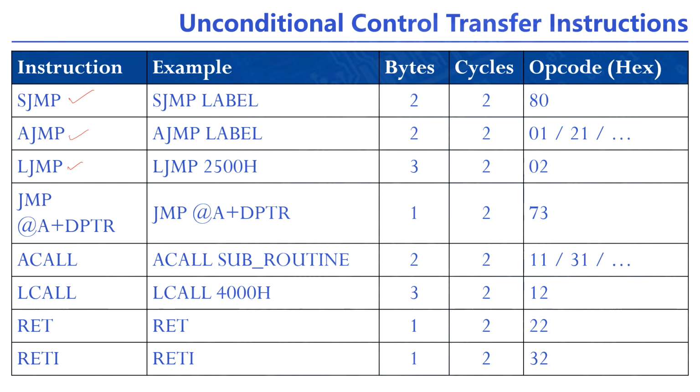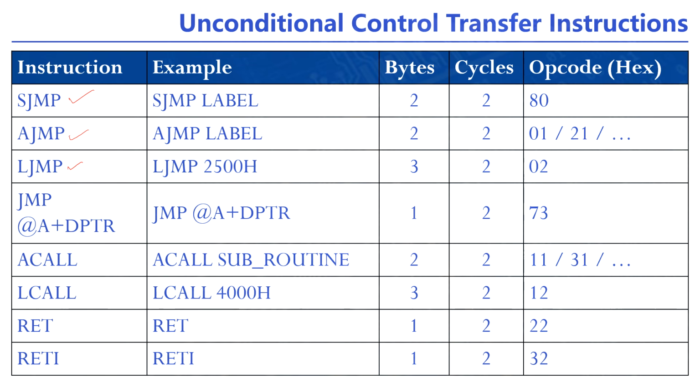Here all these three are jump instructions, but the destination range is different. How the destination range is different, we will discuss one by one in the next slides. But you can see here the difference between number of bytes occupied in the memory and number of machine cycles required to complete the instruction and opcode of corresponding instruction. So this you can get from the data sheet of the 8051 microcontroller.